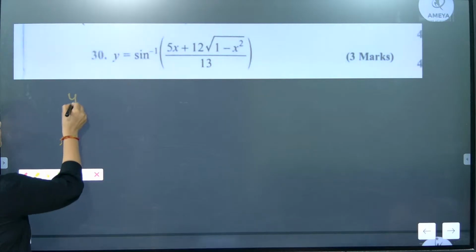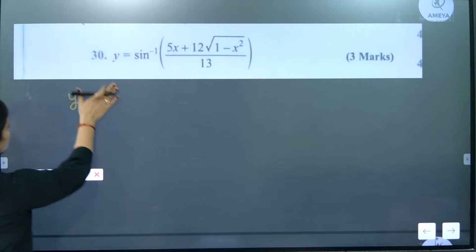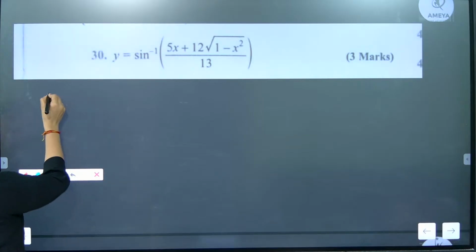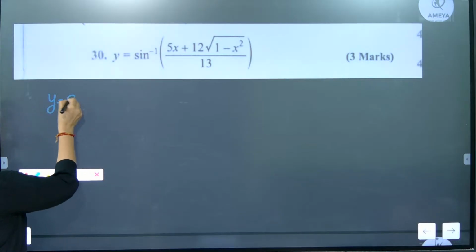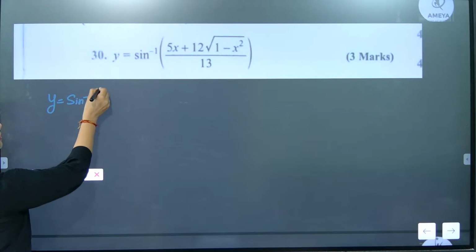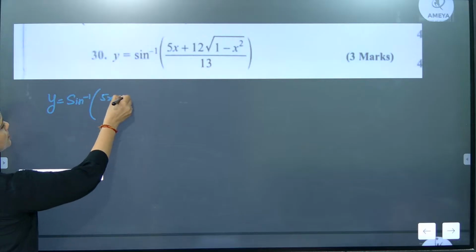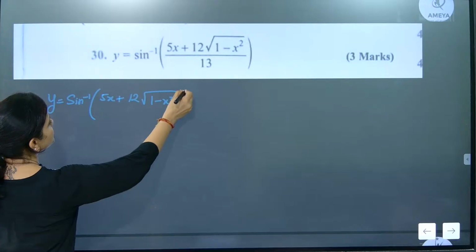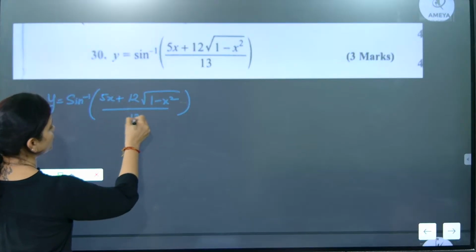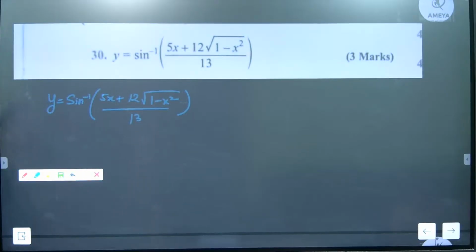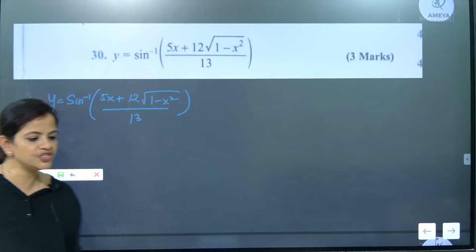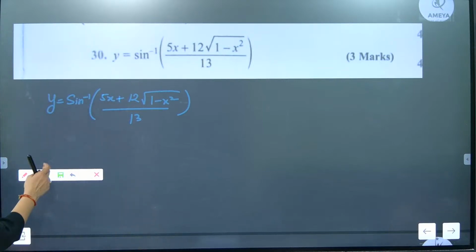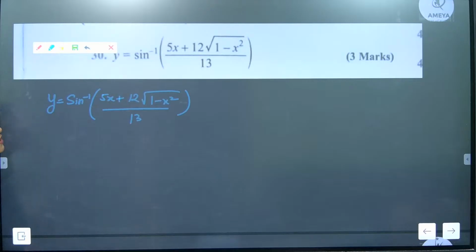So y equal to, when you are solving this question, I am going to solve it later. So y equal to sine inverse of (5x plus 12 root under 1 minus x square) by 13, given to you. Now this question is a big challenge because you need to differentiate it. We can't differentiate it directly. Okay. So what is the clue here?